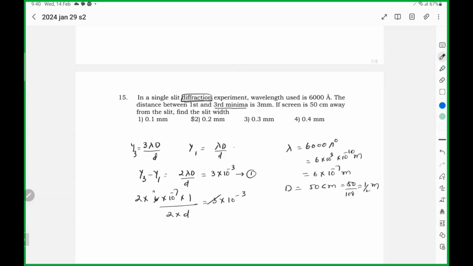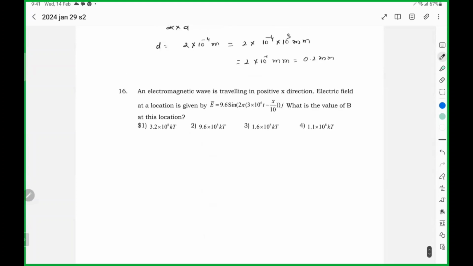Three twos get cancelled. 10 power minus 3, 10 power minus 4. d will be 2 into 10 power minus 4 centimeters. 10 power minus 4 into 10 cube mm, that is 2 into, we get 0.2 mm.